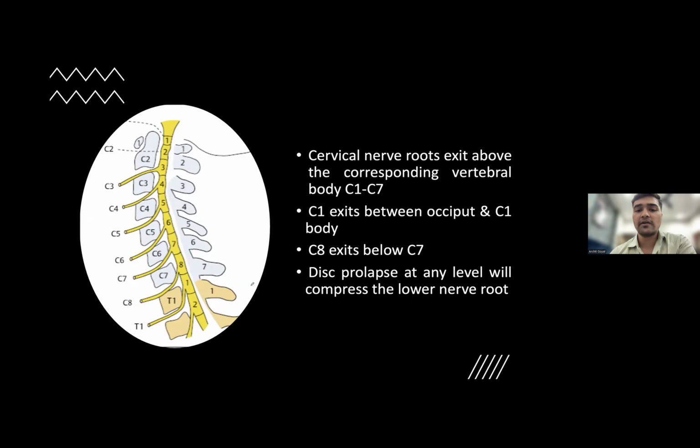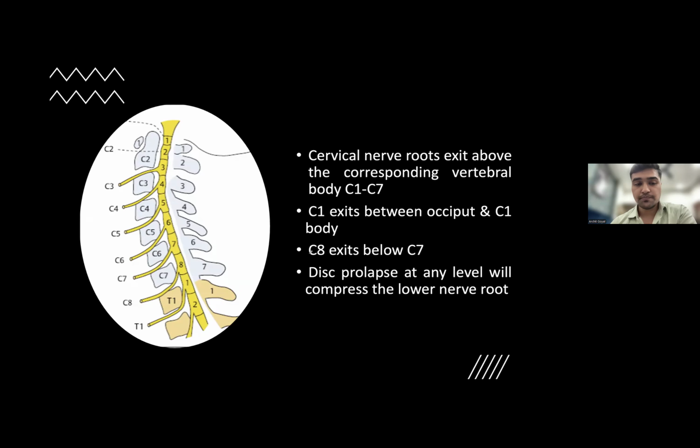Thus, if we have a disc prolapse at any particular level, let's say C5-C6, it will cause compression of the C6 nerve root, the nerve root corresponding to the lower vertebral body.